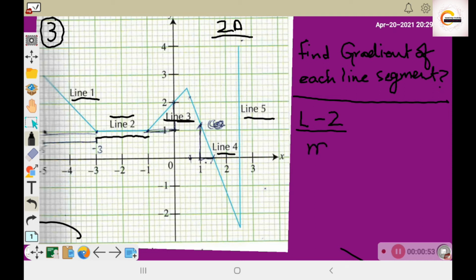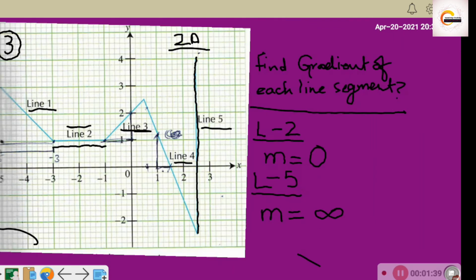Our another line is line number 5, which is the case of a vertical line. I have told you that if a vertical line is parallel to the y-axis, what is its gradient going to be? Its gradient is going to be undefined or infinity. So these are very simple cases. Let's go to another case.